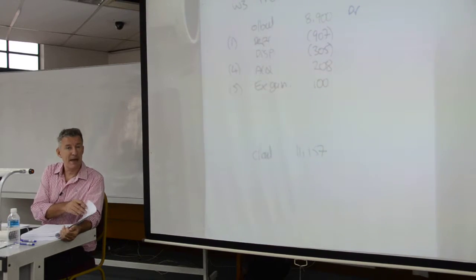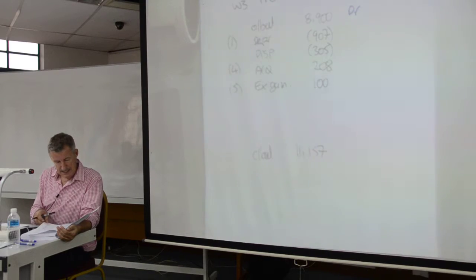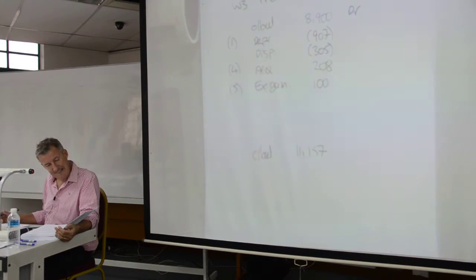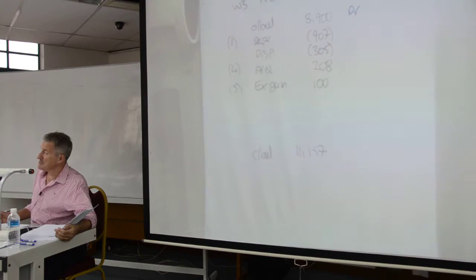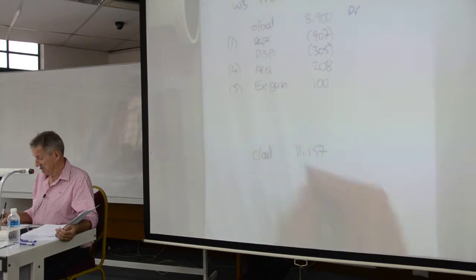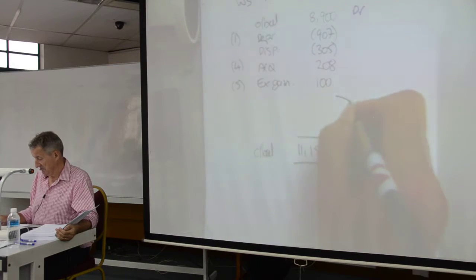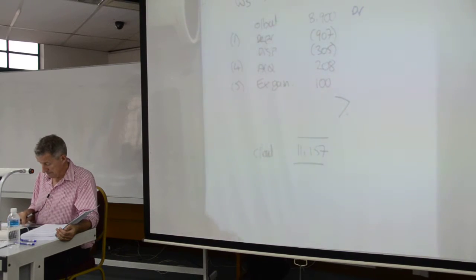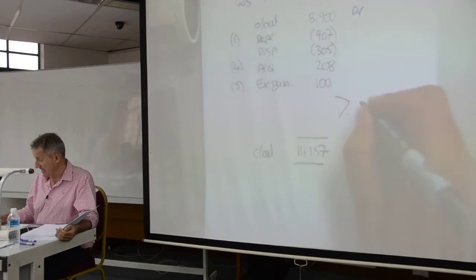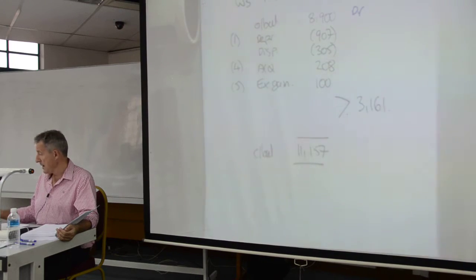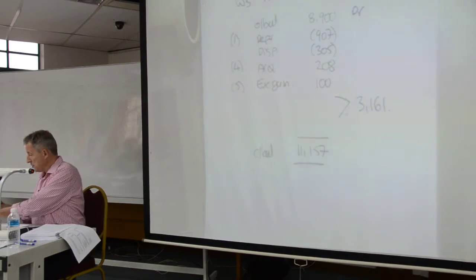Now I'm looking for an impairment loss, but I can't see it. I'm looking for a new finance lease, but I can't see it. I think I'm done. 8,900 minus 907 minus 305 plus 208 plus 100 minus 11,157. This is giving me a figure here of 3161. Back I go, 3161.